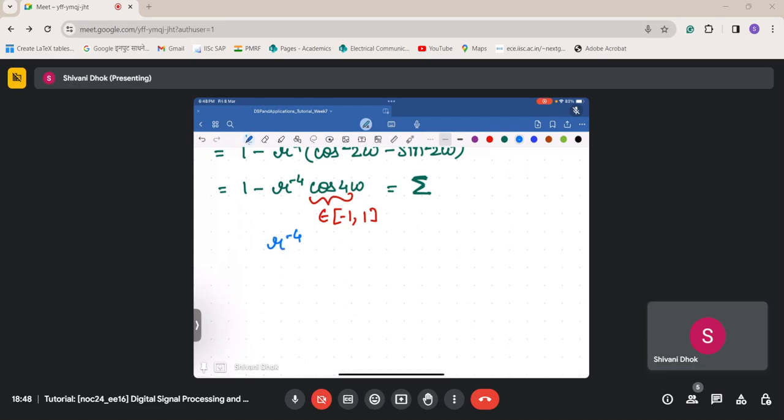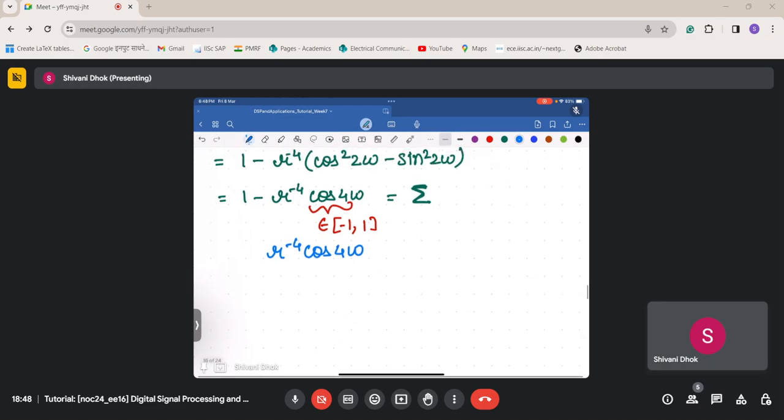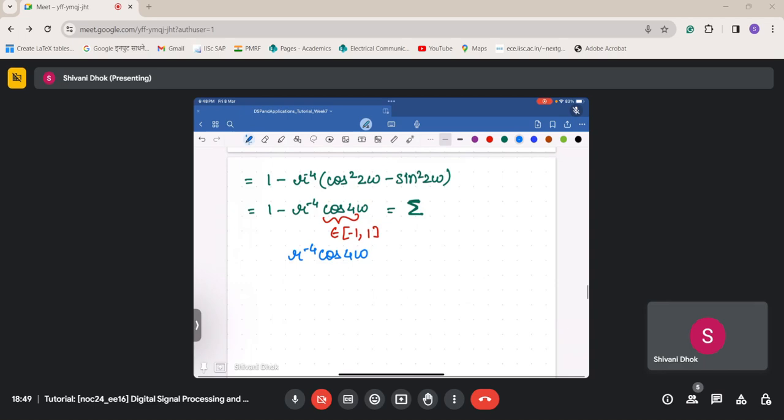I lost myself, madam. You wrote 1 minus r power minus 4, and r power minus 4 is greater than 1, multiplied with some value which is less than or equal to 1. So definitely this r power minus 4 into cos 4 omega is greater than 1. So 1 minus of that is negative. Right. So this we are having.